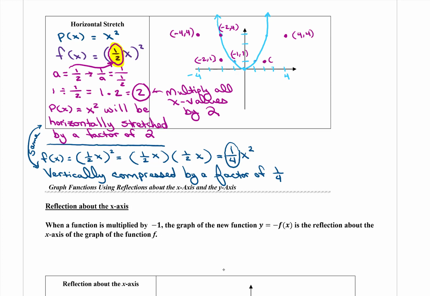All right, let's go over here. There we've got 2, 4, and if I multiply 2 by 2, it's going to give me 4, 4. And there was 1, 1. If I multiply 1 by 2, it's going to give me 2, 1. And then there's our origin. Let's go ahead and connect the points. You guys can tell by looking at this that it looks like this parabola was stretched, right? Horizontally, it was stretched to the sides. You could also think of it as a vertical compression.